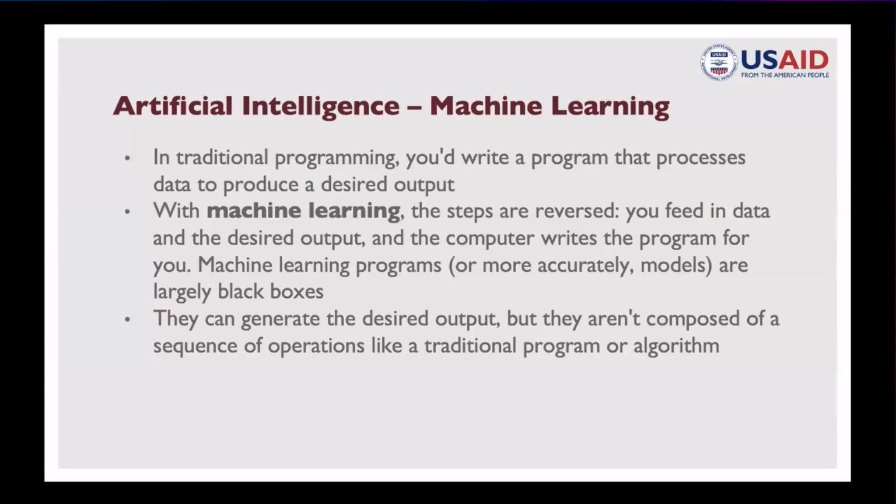So as I mentioned earlier, in traditional programming, you write a program that processes data to produce a desired output. So mainly it's rule-based: okay, I have this output requirement, so this will be the corresponding input. As simple as that. But when it comes to machine learning, the steps are reversed actually. So you feed in the data and the desired output, and the computer writes you the program.